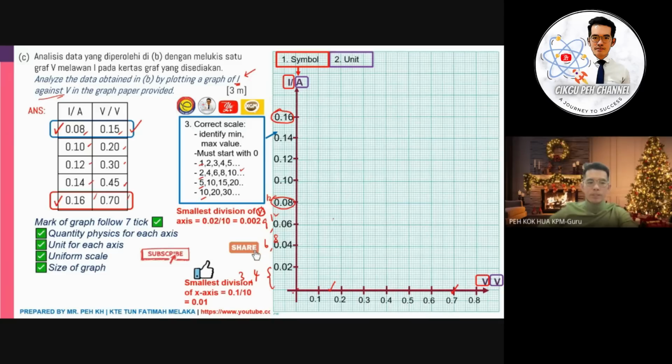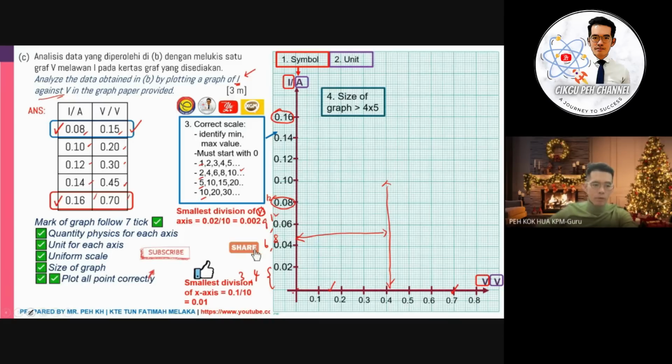Then next is the size of the graph, which must be greater than 4 times 5. So 4 will be here, and 5 will be here, which is the same as what we discussed in episode 1 already. The next is that you need to plot all the points correctly. Here we have 5 points. The first point is 0.08 and 0.15, so the x-axis will be 0.15. It will be here.